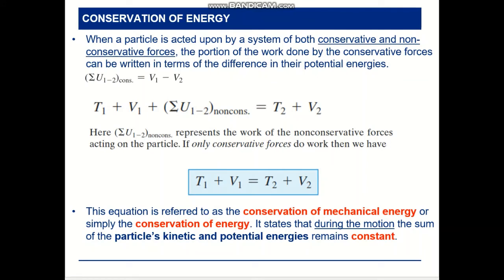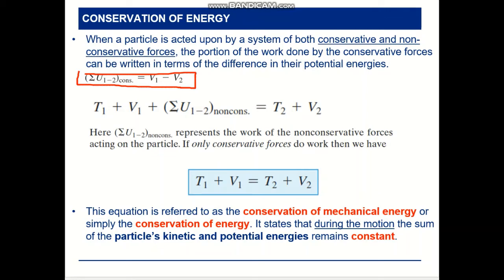When a particle is acted upon by a system of both conservative and non-conservative forces, the portion of the work done by the conservative forces can be written in terms of the difference in their potential energies, which we showed just before. The change of the energy is equal to the first potential energy minus the second potential energy, the first position and the second position.